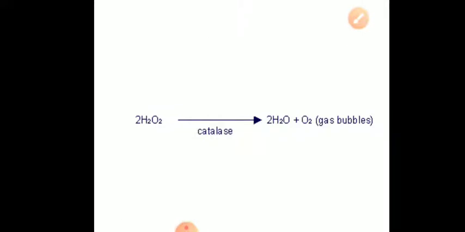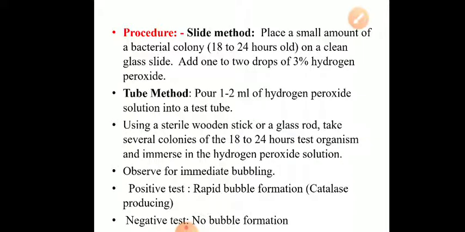So this is the reaction. H2O2, by the action of the catalase enzyme produced by the microorganism, is broken down into H2O and oxygen gas bubbles. What is the procedure? If you are doing it on a slide, place a small amount of bacterial culture or colony that is 18 to 24 hours old on a clean glass slide and add a few drops, say 2 to 3 drops, of 3% hydrogen peroxide. If there is rapid evolution of gas bubbles, effervescence, the organism is catalase positive, producing.